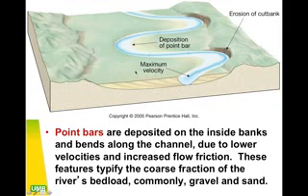Point bars are deposited on the inside banks and bends along a channel due to lower velocities and increased flow friction. So water is moving slower at this point in a meander than it is during the straight points or out here on the outside of that meander. So we're going to see some nice kind of sandy beaches here and some nice deposition of sediments.